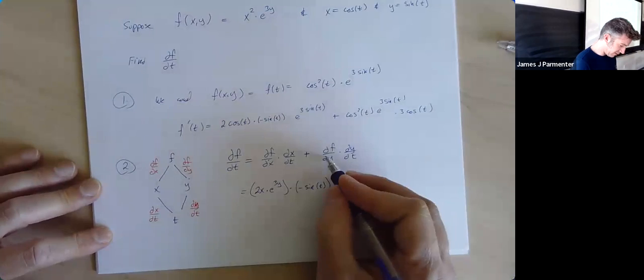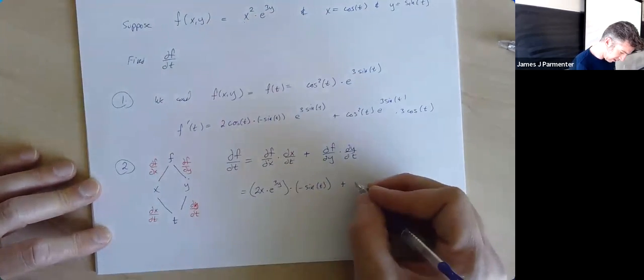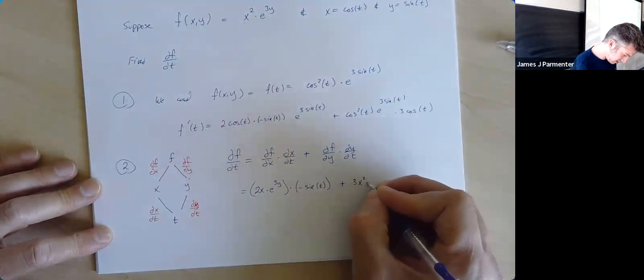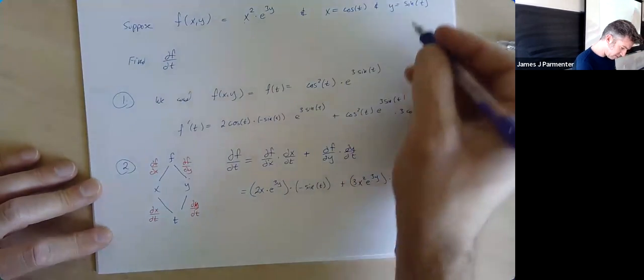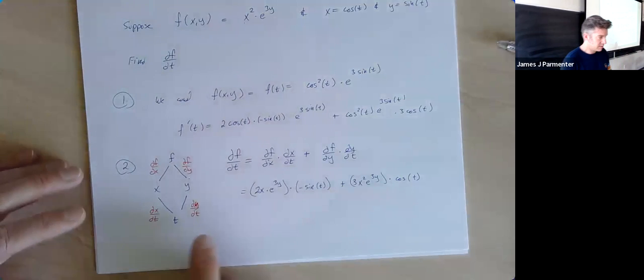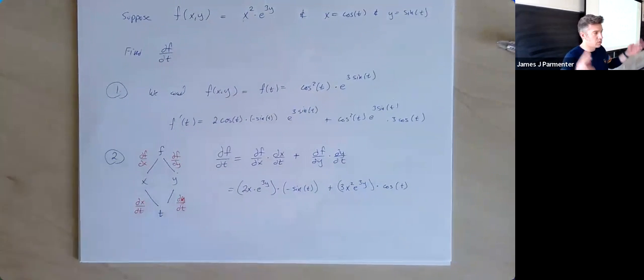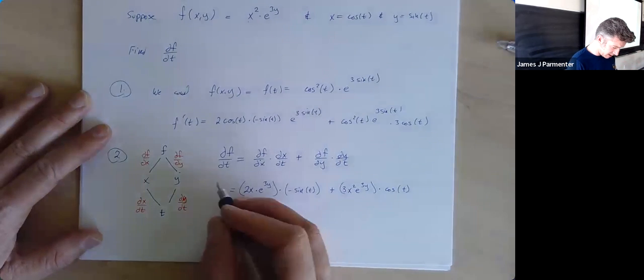Plus del f del y is x squared times the derivative of e to the 3y, which is 3e to the 3y. So we get 3x squared e to the 3y. And dy dt is the derivative of sine, which is cosine of t. Then I guess the quote unquote downside of doing it this way is that if you stop here, you've got an answer with x's and y's and t's, which is kind of weird. So you need to go one more step if you want to write your answer as a function of t. But we can see that we're going to get the same answer.